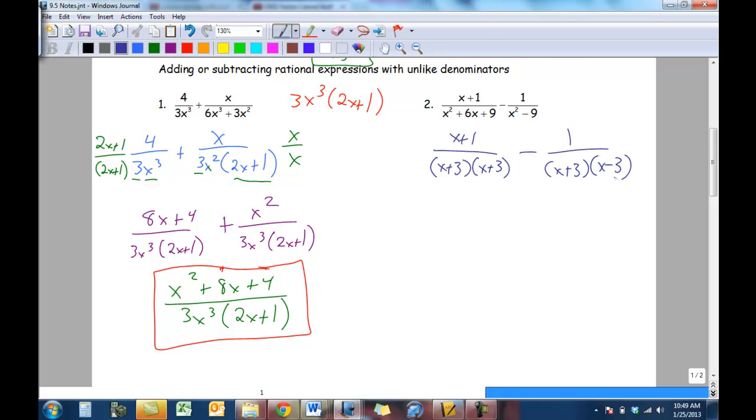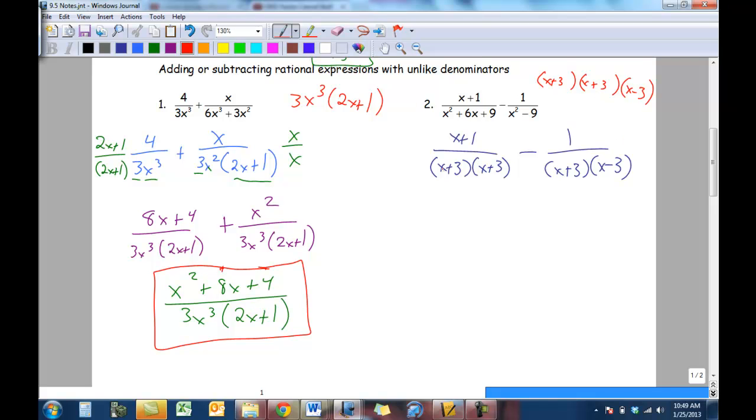All right, now what's going to be our common denominator? In this case, we have 2 x plus 3's. This one only has one x plus 3, but it also has an x minus 3. So what do you suppose our common denominator is going to be? Our common denominator is going to be three things here. It's going to be 2 x plus 3's, because this one has 2, so this one needs 2: x plus 3 and x plus 3. And then the other element is x minus 3. That's going to be our common denominator.